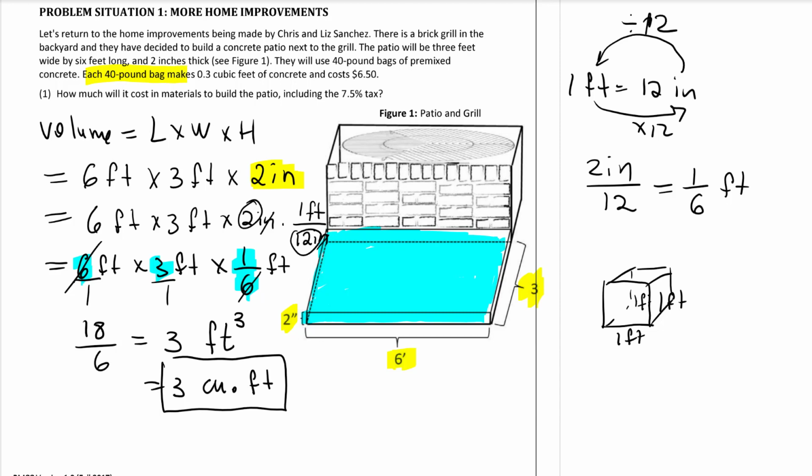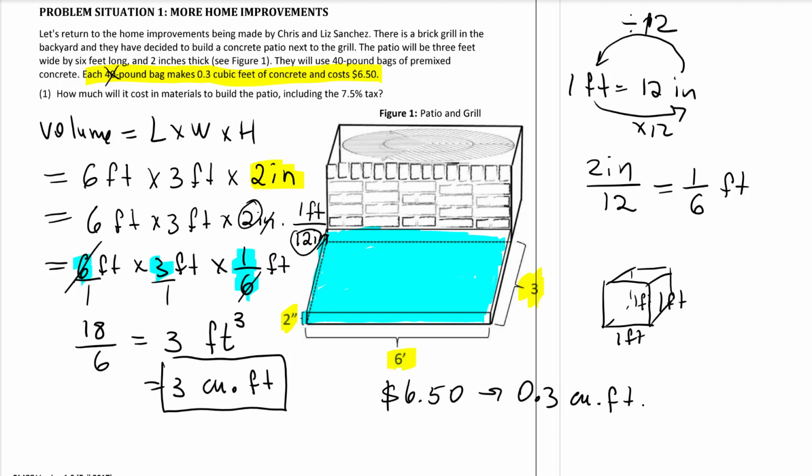Well, each bag costs $6.50, and that bag doesn't matter that it's 40 pounds, by the way. Okay, this is actually information that's not needed here because we're not measuring this concrete in pounds. We're measuring this concrete in terms of how many cubic feet it covers. So look, $6.50 buys you 0.3 cubic feet of concrete, the pre-mixed concrete.